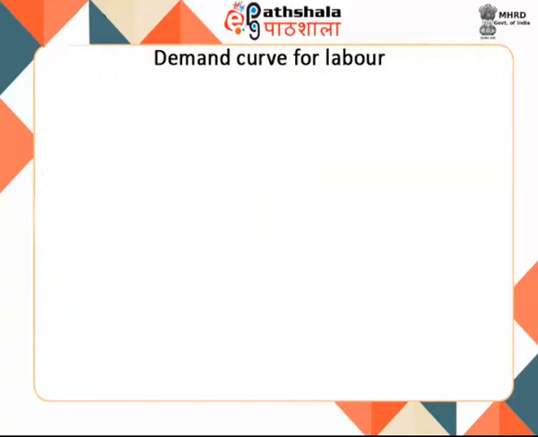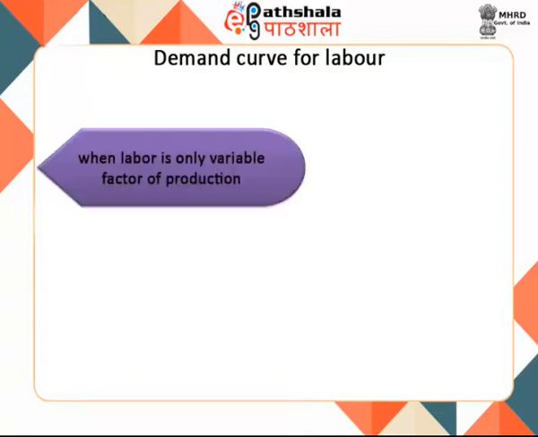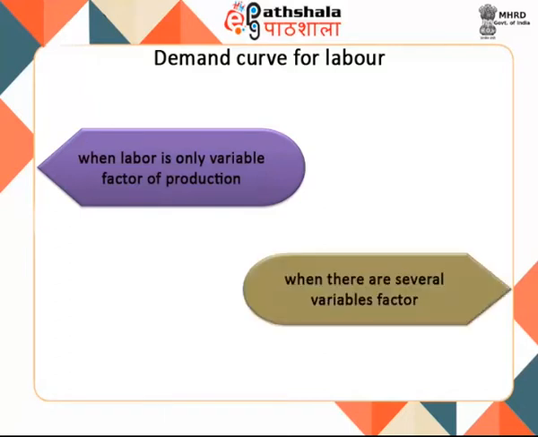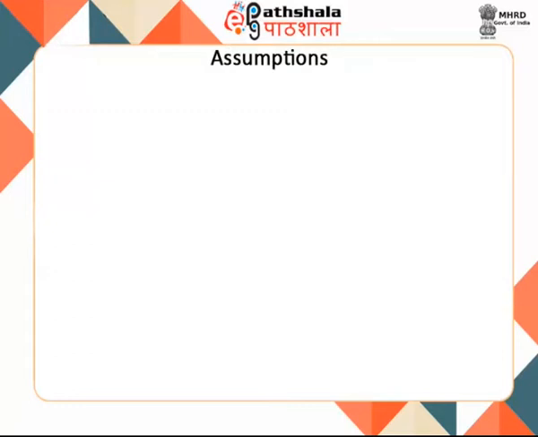The market demand and supply schedules are derived by aggregating individual demands for labor and supplies of labor. Now we will start with the demand curve for labor in a perfectly competitive market. In this, we will examine demand for labor in two different situations. One, when labor is the only variable factor of production, and two, when there are several variable factors. The demand of a firm for a single variable factor. In this context, we have to adopt some assumptions to derive the labor demand curve.